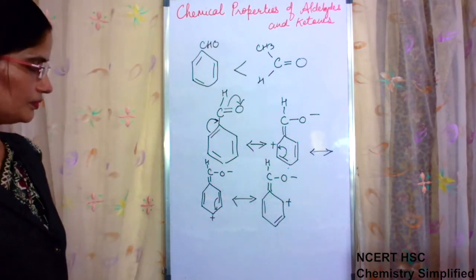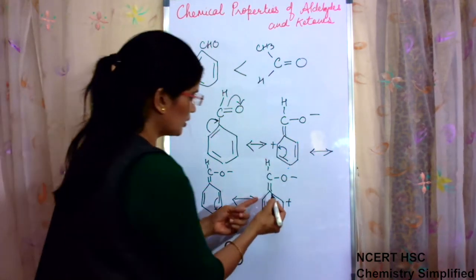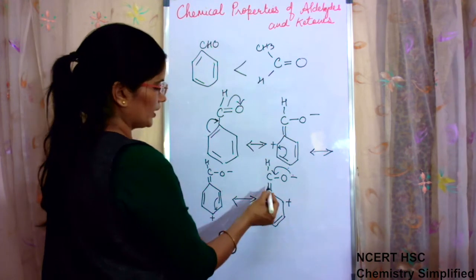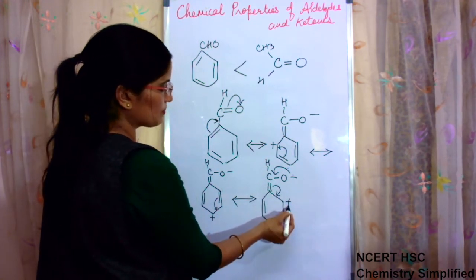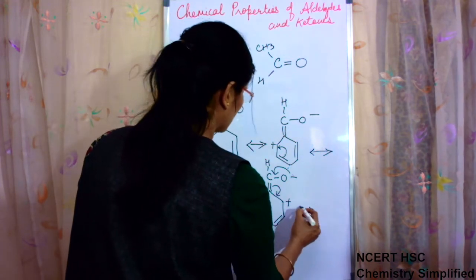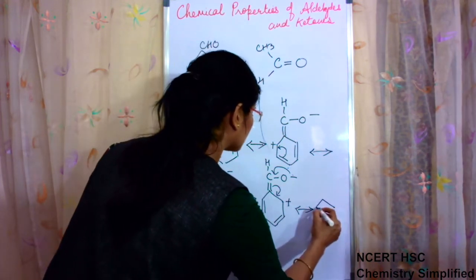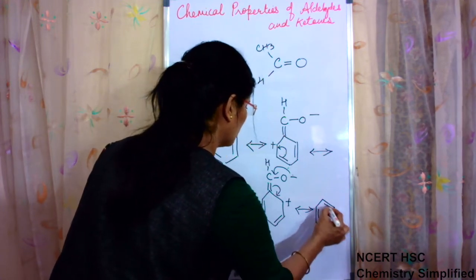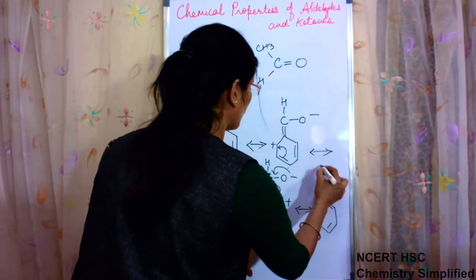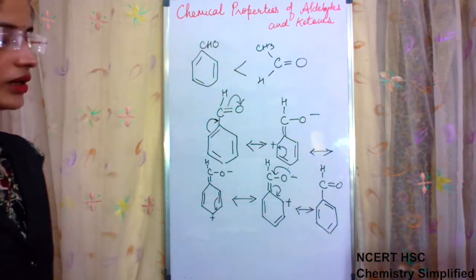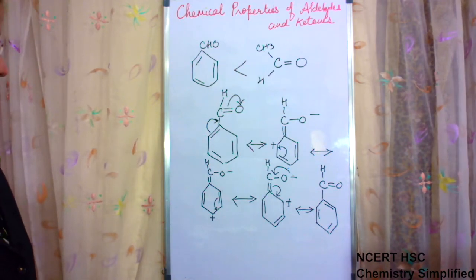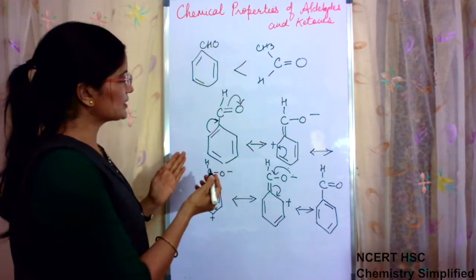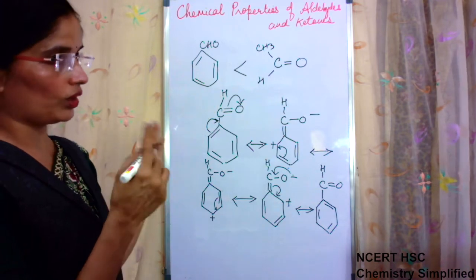Okay. Last, again this negative charge will shift back here, and this bond will shift back here to neutralize this positive charge, and we will get the structure back. That is double bond here, bond here, bond here, single bond C, double bond O and H. So these are all resonating structures of benzaldehyde.